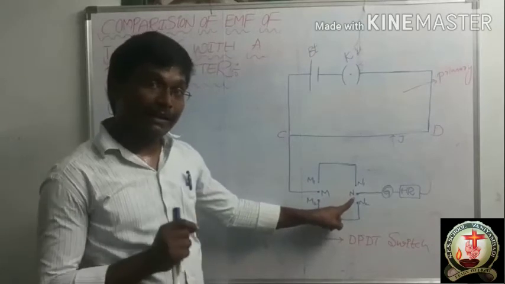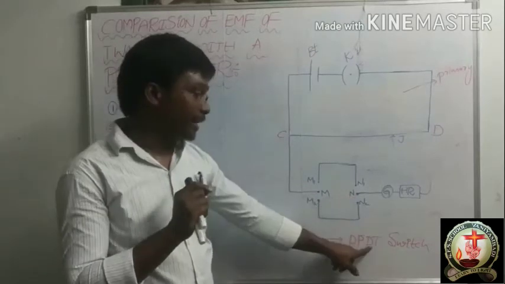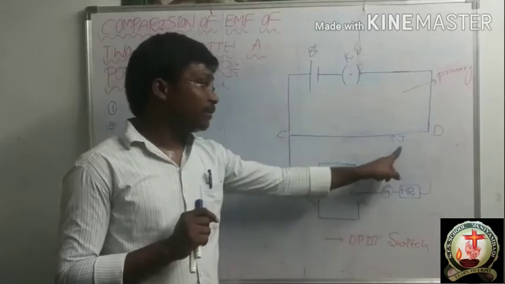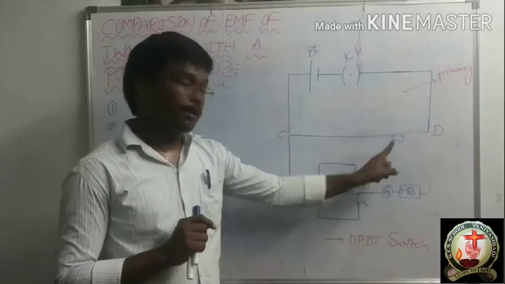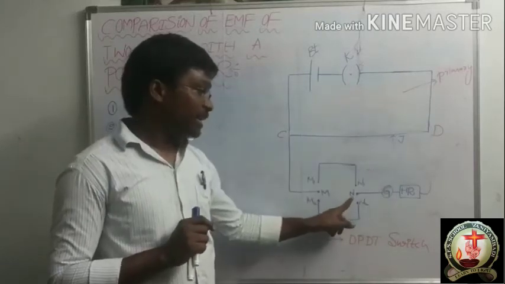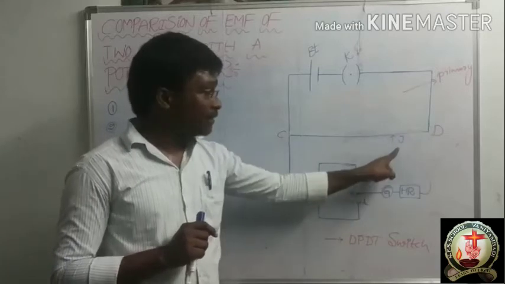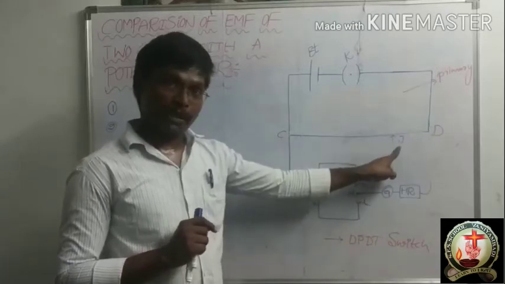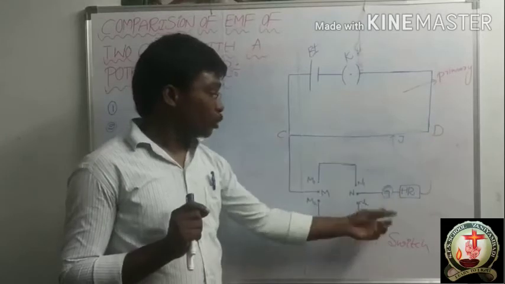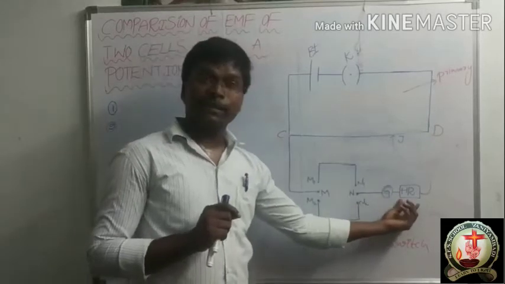The other end N of the DP-DT switch is connected with the jockey through the galvanometer and high resistance box.